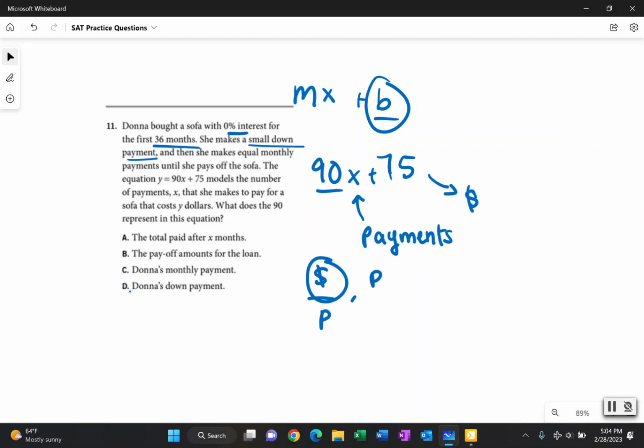So we know the down payment isn't the case. We know that's going to be equal to 75, right? The payoff amount for the loan? No, total is y. We know that A isn't going to be right because the total is going to be y. But we do know it's going to be monthly payments because it's going to be number of dollars per payment, and that's the only thing that's not accounted for in this equation so far.